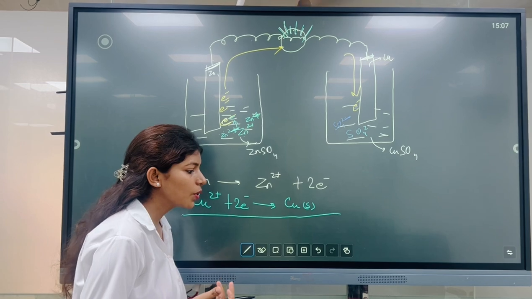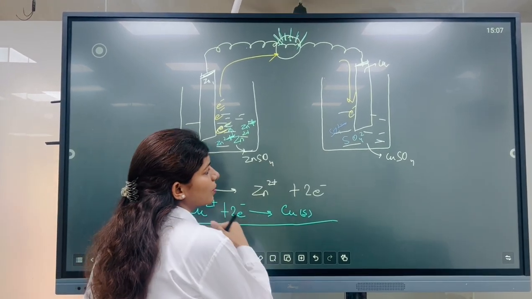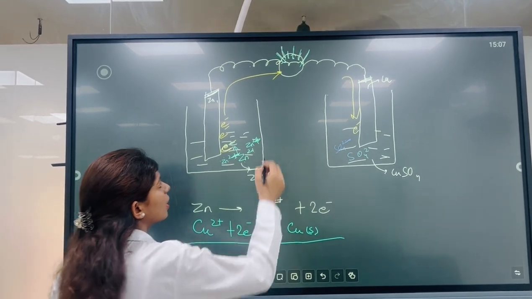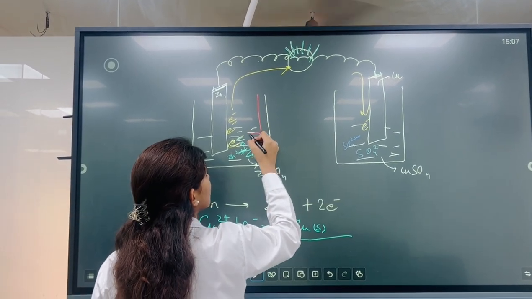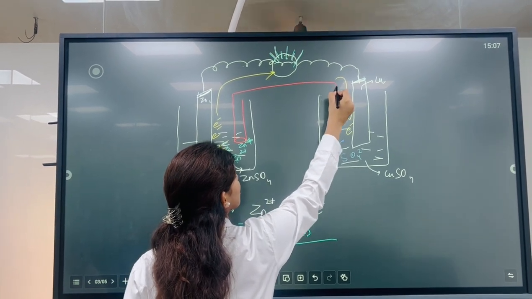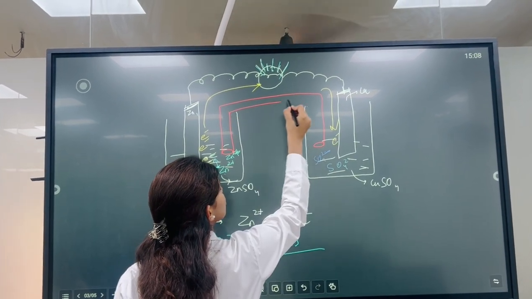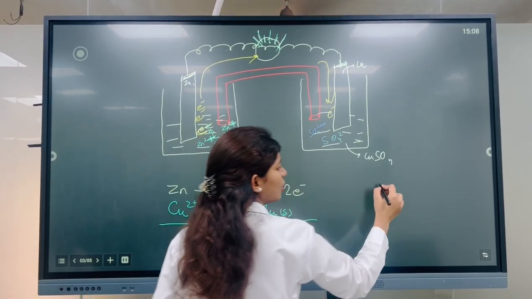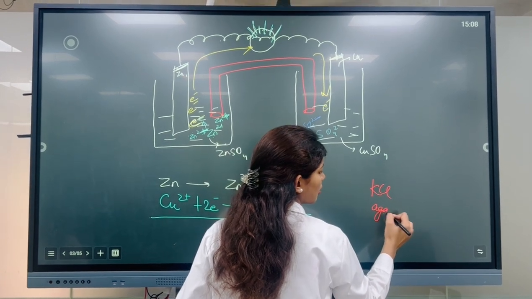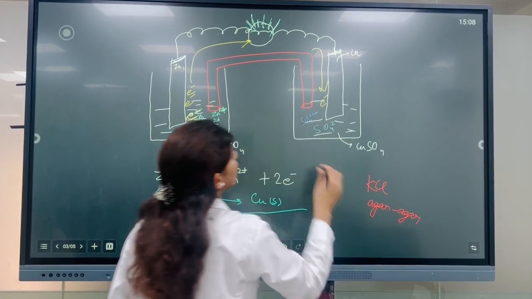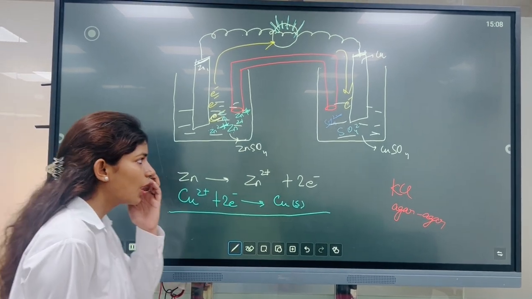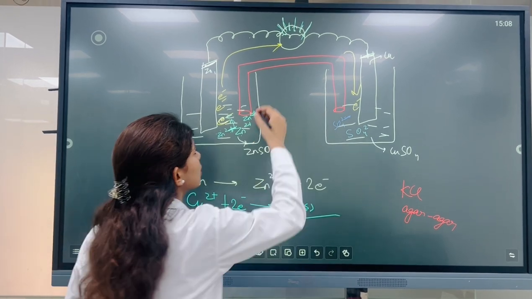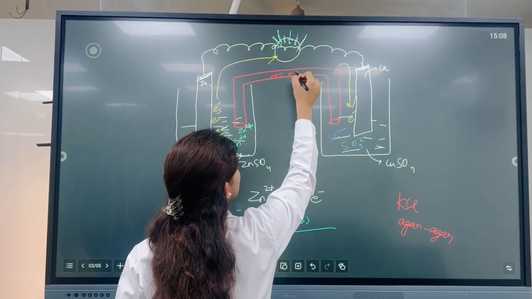So how are we going to achieve that this bulb can glow? We can say we use a salt bridge here. So what is a salt bridge? A salt bridge is basically a U-tube shape in which a KCl or agar-agar solution is filled, which allows the ions to move from one side to the other side. So this contains Cl- or K+ ions.